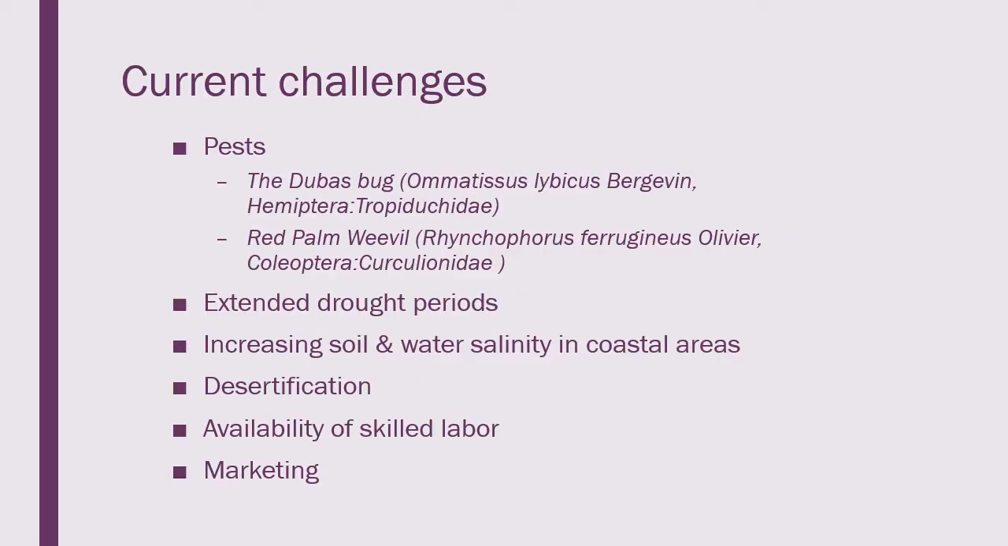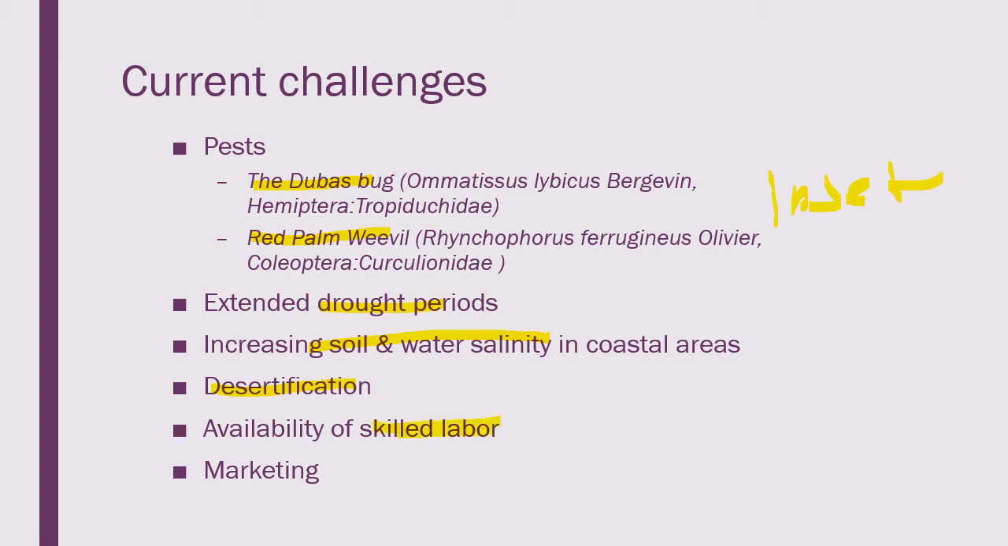So what are the problems that come with date palm? Mainly the dubas bug is a big problem. Red palm weevil is a big insect, also a problem. So these are all insect problems. We also have drought affecting the dates, and soil and water salinity in the coastal area. Remember, the Batinah coast has a large number of dates. So if we have salinity there, we lose our dates. In central Oman, we have desertification, so we have a problem there.